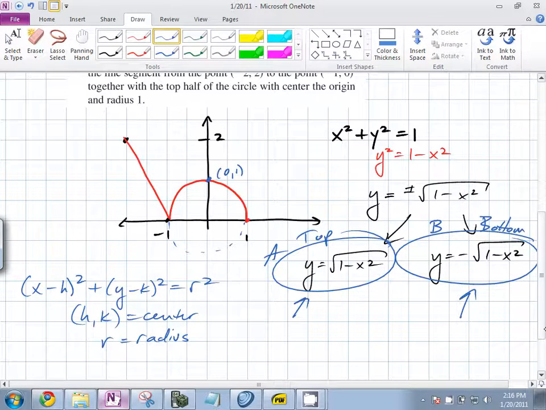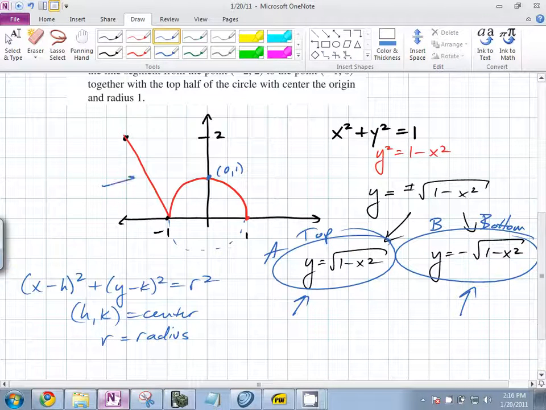Okay, so now we have the functions. This right here, which we should actually do out. If this is 2, 2, and this is negative 1, 0 right here, how do you find the negative 2, 0? What do you need to find first if you're finding the equation? Bingo. So we have 0 minus 2 over negative 1 minus negative 2. That's negative 2 over what? 1. So the slope is negative 2.